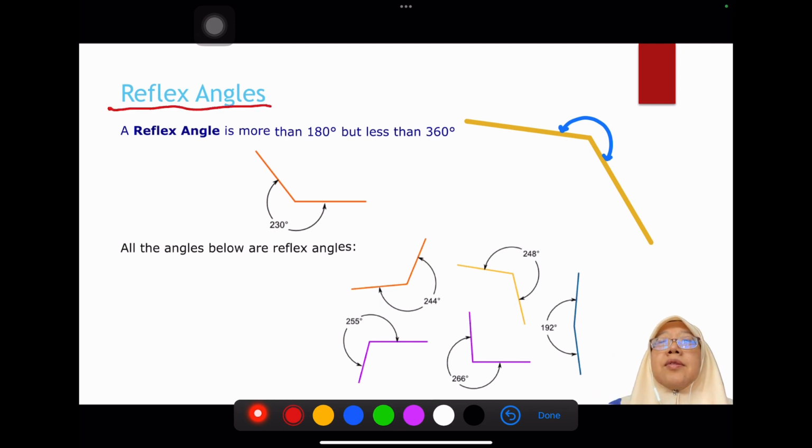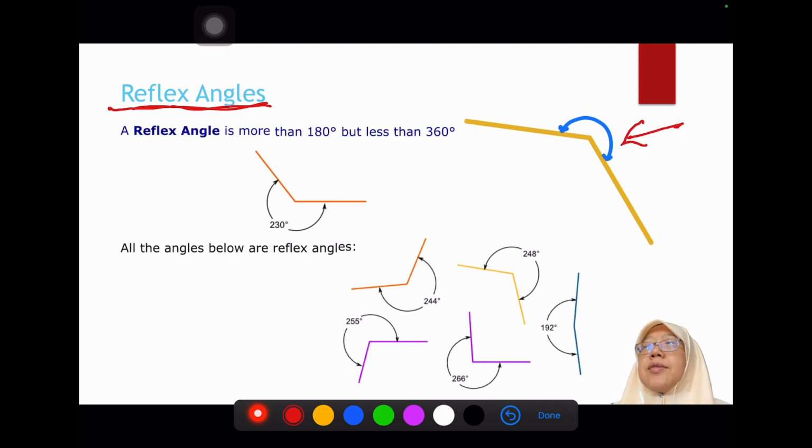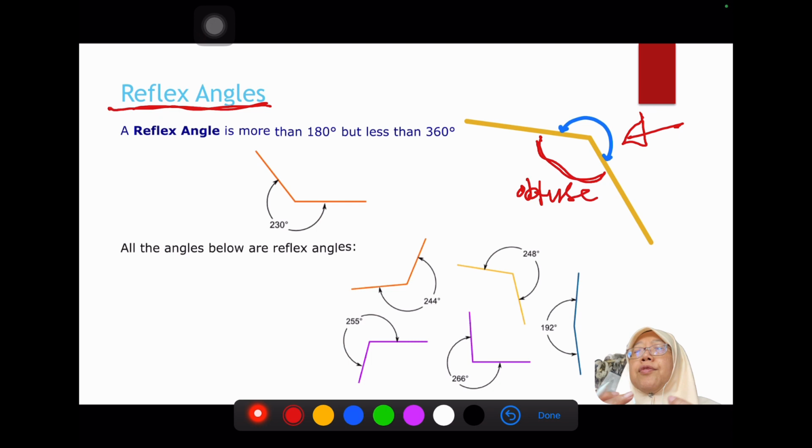Reflex angles are the bigger angles among the angles that we have mentioned. So it will be like this. The smaller one here will be obtuse. So you bring in obtuse angles with reflex angles and see if your students are able to identify them.